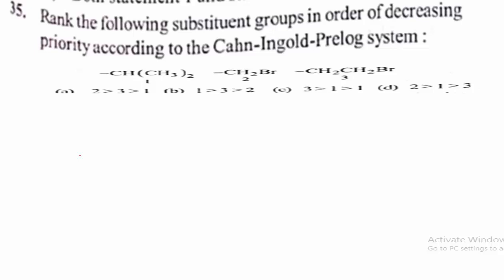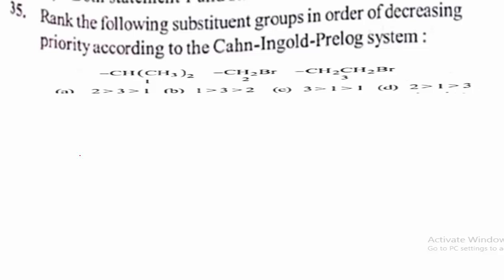Remember one thing, students. The point of difference is applicable in CIP rule, Cahn-Ingold-Prelog system, on the basis of atomic number or atomic mass.